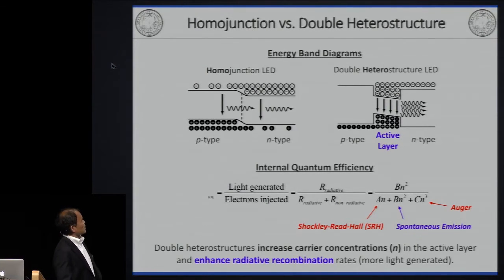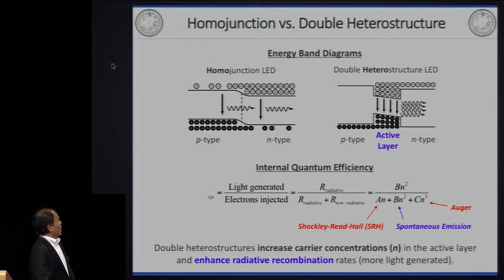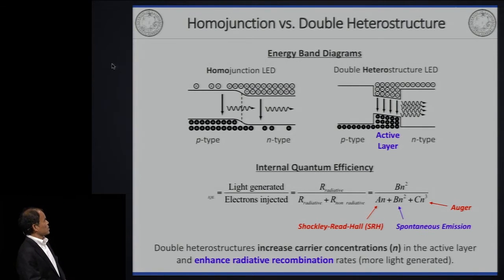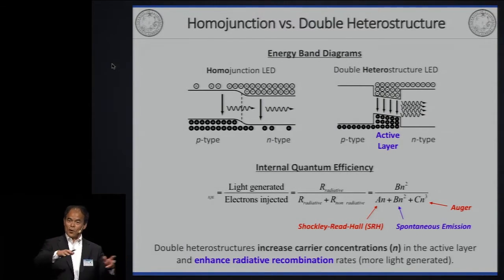In a homojunction LED like this, electrons come from the N-type layer, and under bias, holes come from the P-type layer, and the electrons and holes recombine to emit a photon. But in this case, it is 360 nanometer UV emission, because the material is gallium nitride, 360.